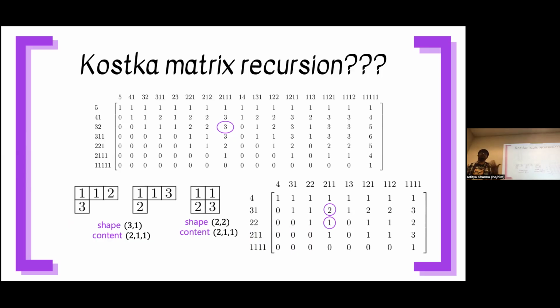So I look at the n equal to 4 Kostka matrix again. I look at the row, which is 3, 1, and content 2, 1, 1. I get 2 of these. That's what the 2 means. And then I get shape 2, 2, content 2, 1, 1. And that has a 1. 2 plus 1 is 3.